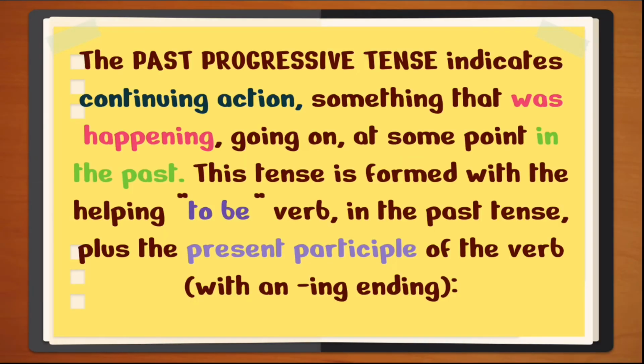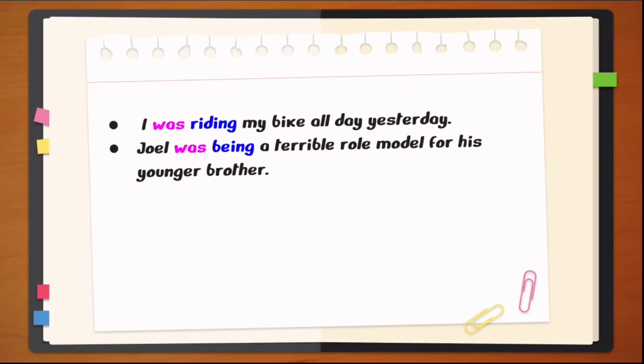The past progressive tense indicates continuing action, something that was happening, going on, at some point in the past. This tense is formed by the helping to be verb in the past tense plus the present participle of the verb. It means with an ing ending. For example, I was riding my bike all day yesterday. And Joel was being a terrible role model for his younger brother.